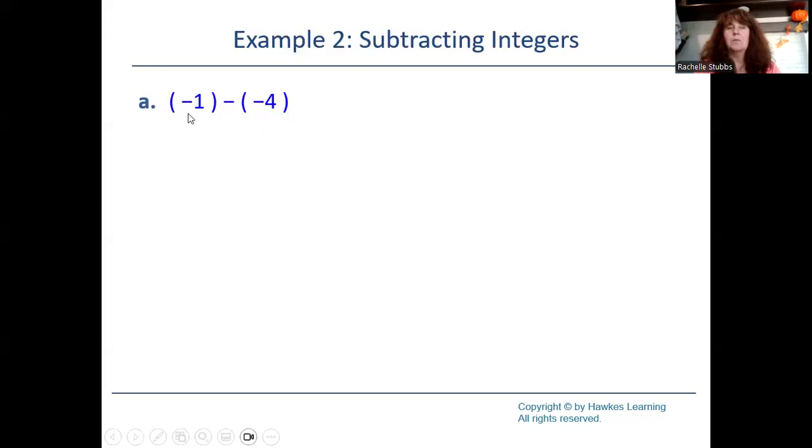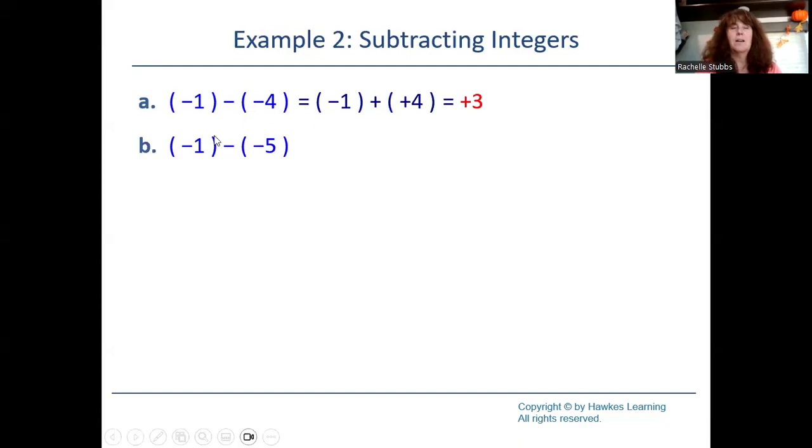So let's see that with some real numbers. Here I have a subtraction problem. I'm going to rewrite this as an addition problem. So I rewrite the first one, change my subtraction to addition, and write the opposite of -4. Well, the opposite of -4 is +4. And now look, I have an addition problem with integers. I have -1 plus 4. Well, I have more +4s than -1, so my answer is going to be +3.